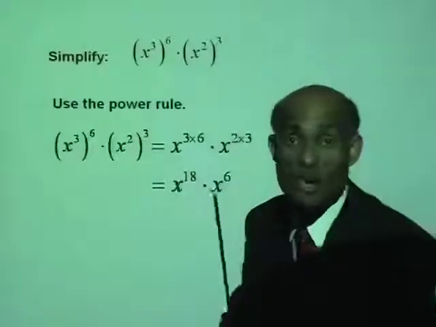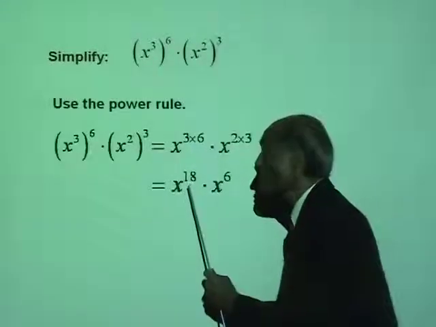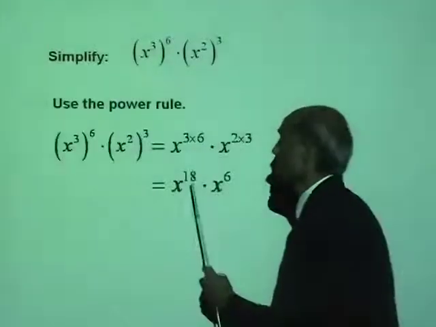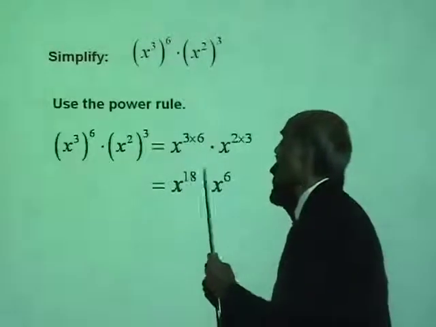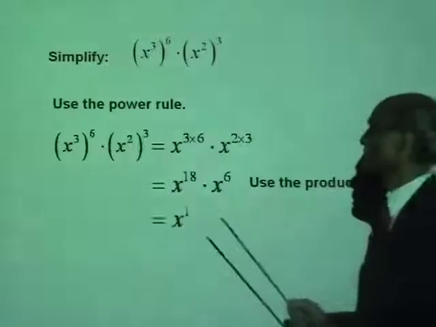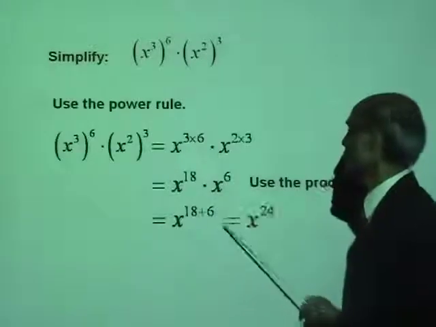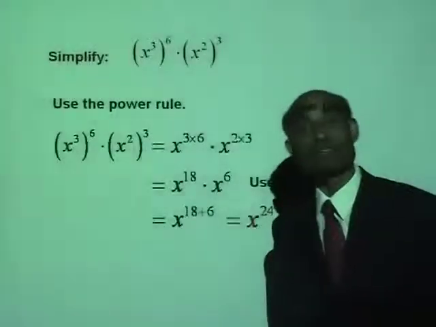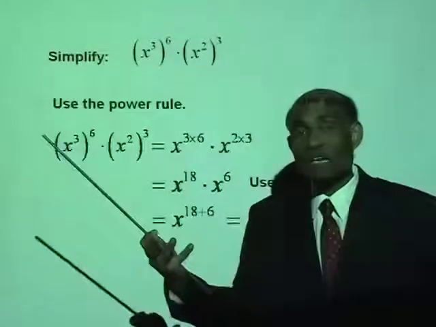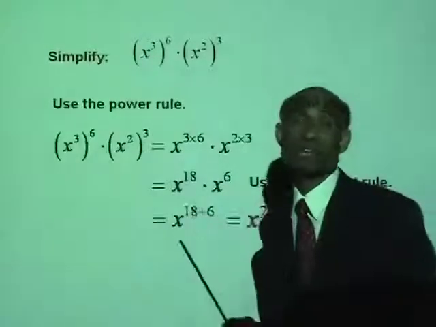Now, it is at this time you say, I am now multiplying two numbers that have the same base. And therefore I use the product rule here. Because the bases are the same, I add the exponents. So this time we use the product rule. That will be x to the power of 18 plus 6. And that is equal to x to the power 24. Okay, we actually gone through a spectrum of examples using the product rule and the power rule.